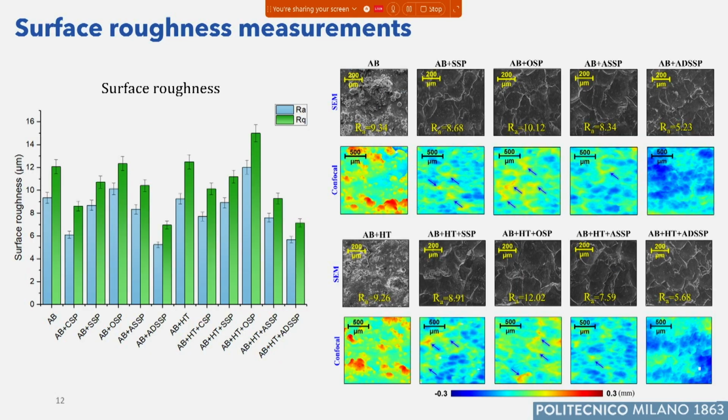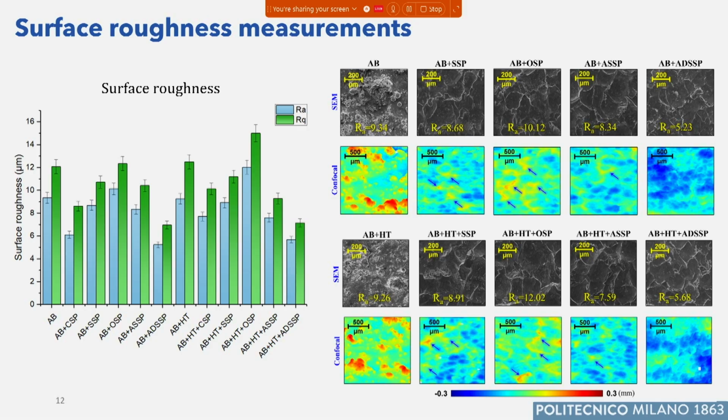Now let's see the roughness. This is maybe the most interesting parameter to consider, because it's what we want to change by means of this gradient shot peening, with respect to the other peening processes. What can we see here? The as-built condition is considered as the reference case. The blue and green bars represent Ra and Rq. In the as-built condition, we have 9 Ra and 12 Rq.